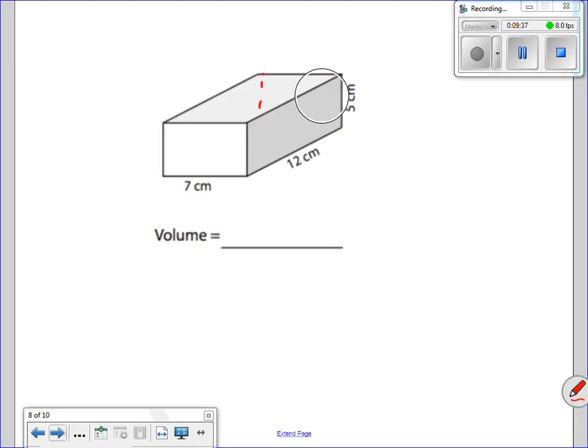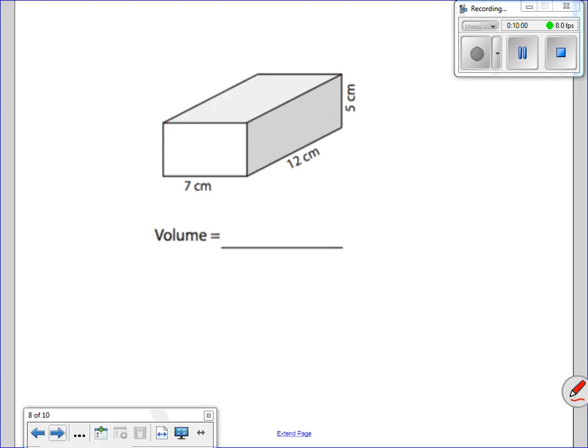The bottom of this shape, wouldn't this base be the same as this top part? Well, if this is 7 right here, this has to be 7. If this is 5, this has to be 5. If this long shape is 12, this has to be 12. Do you see where I'm going at here when you're dealing with these 3D shapes?